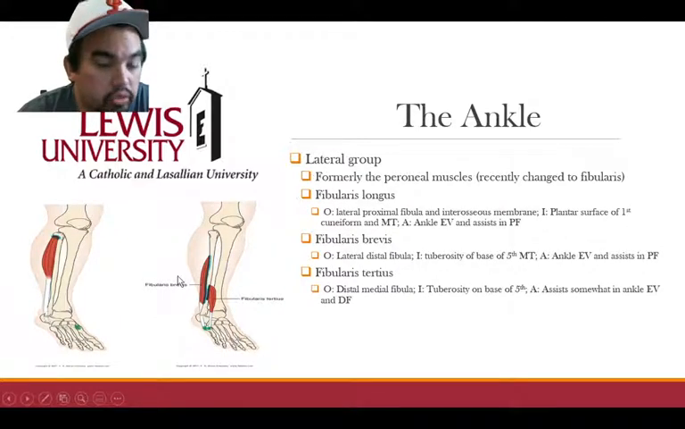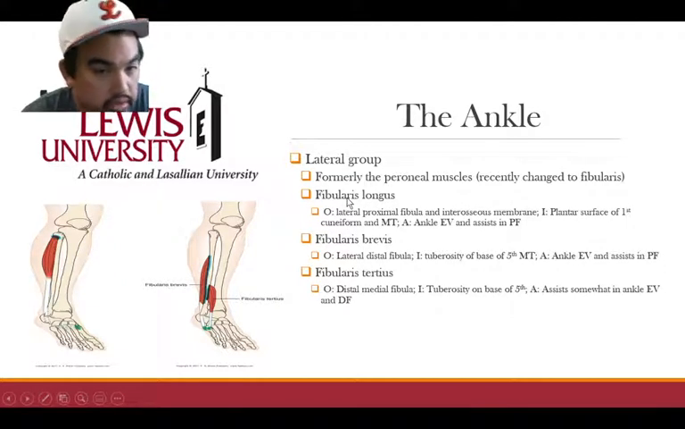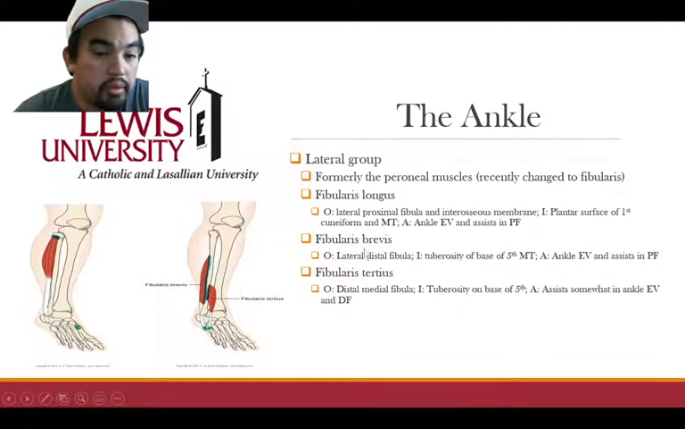Then we have the lateral group. These are what we just kind of call our perineal muscles, but now they call them your fibularis muscles. Your perineals or your fibularis, I'm fine with either of them. I still call them my perineals because I learned them as perineals, but if you want to call them your fibularis muscles, I'm completely fine with that as well. You have fibularis longus, fibularis brevis, and fibularis tertius. If you go by perineal: perineal longus, perineal brevis, perineal tertius.